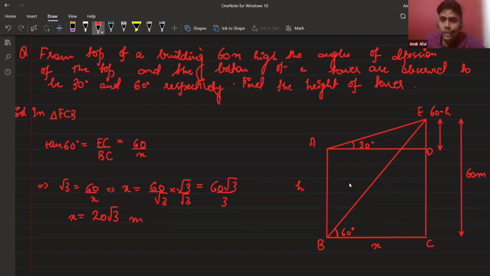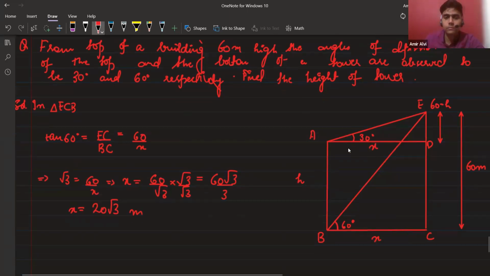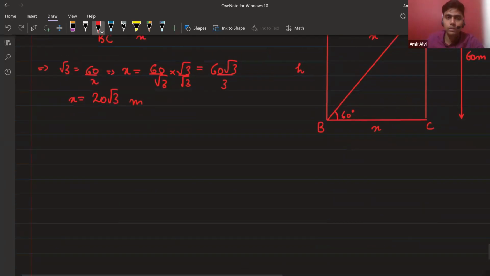So if this is x, obviously this will also be equal to x, basically this part. I need basically this part because I need to apply the trigonometry in triangle EDA. So that's why I need the base.